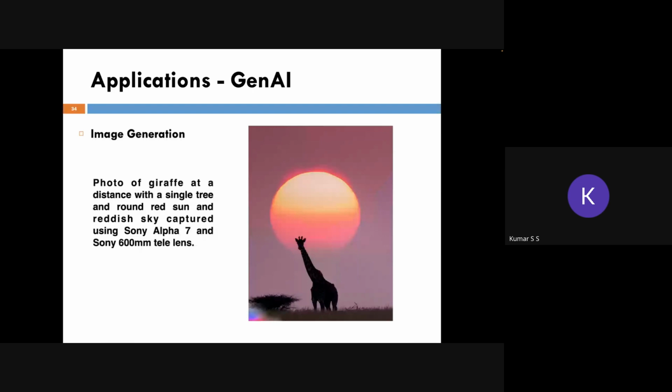The prompt I gave here is, I want to become a wildlife photographer, so I wanted a beautiful sun at the back, and maybe a giraffe. I specified which camera I want, and also which lens. So with the help of this, I'm able to get this.